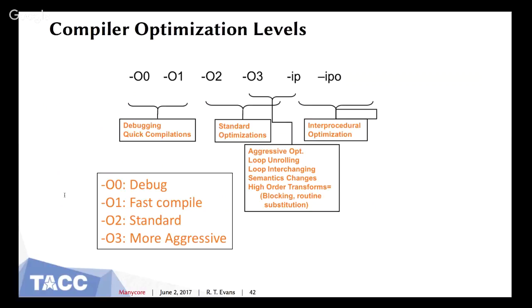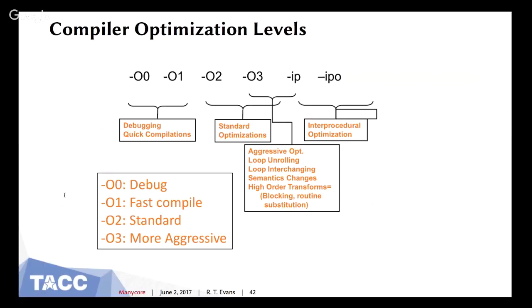IP is interprocedural optimization within a single file. So let's say you have a code or a subroutine or function, but there are lots of little functions it calls, and they're all in the same file because they all work together. What IP will do is try to inline all of those functions and optimize the code in that file as a whole. So it's a good thing.